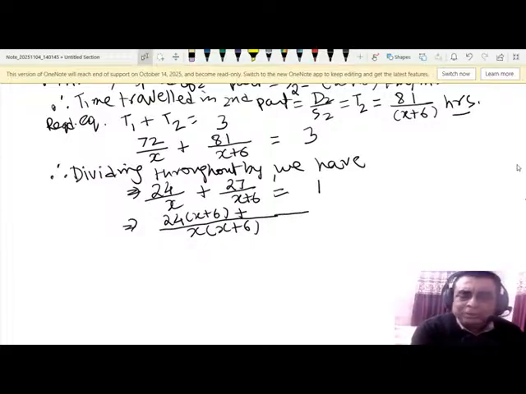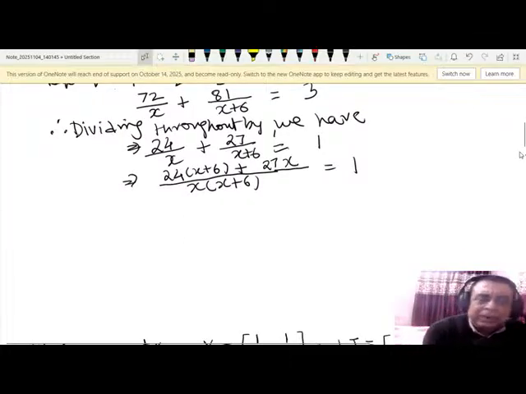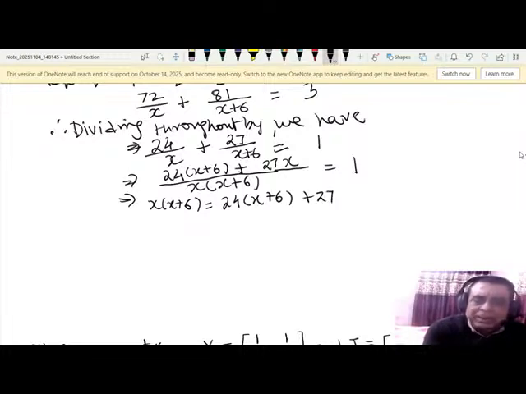Divide the common denominator, x times x plus 6, by the second denominator, x plus 6. You get x. So multiply the numerator 27 with x. It is 27x. The value on the right is 1. Now we cross multiply, so the denominator I am moving to the right. One times that is x times x plus 6, which is equal to 24 times x plus 6, plus 27x.